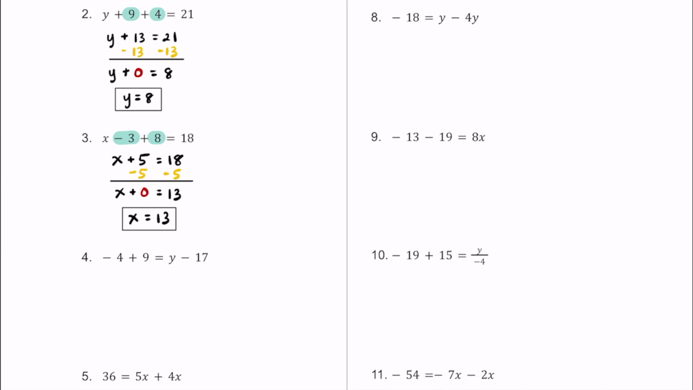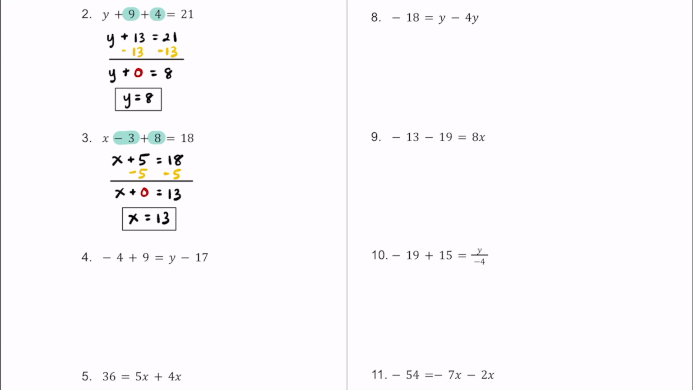Checking this in our heads, if we substitute 13 back in for x in the original equation, 13 minus 3 is equal to 10, and 10 plus 8 is equal to 18, so 18 does equal 18, so this checks out. For number 4, we have negative 4 plus 9 is equal to y minus 17.